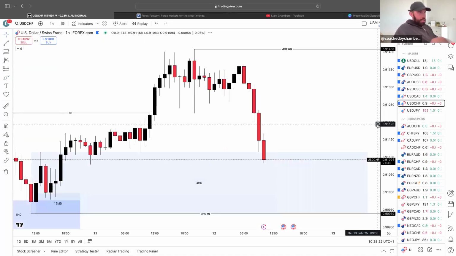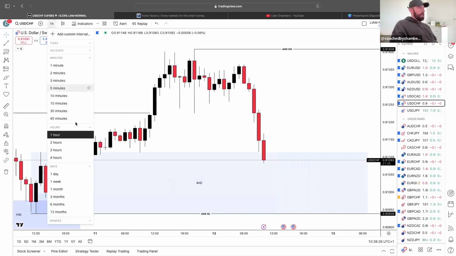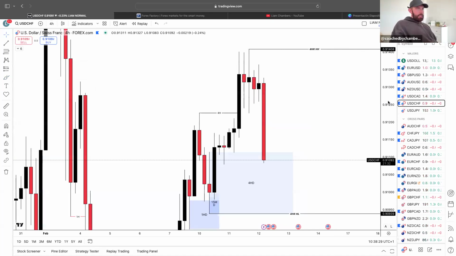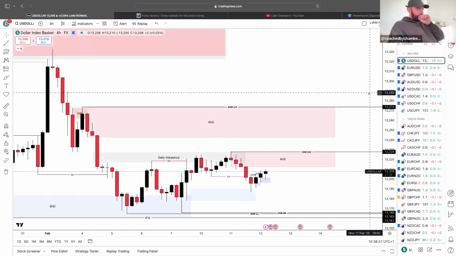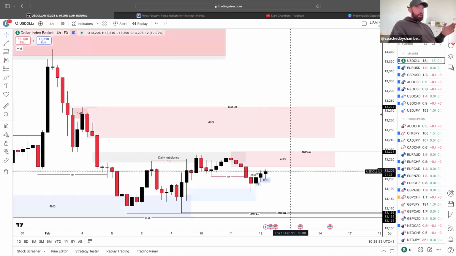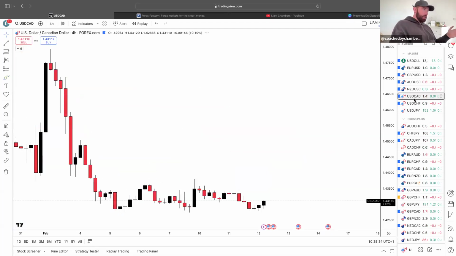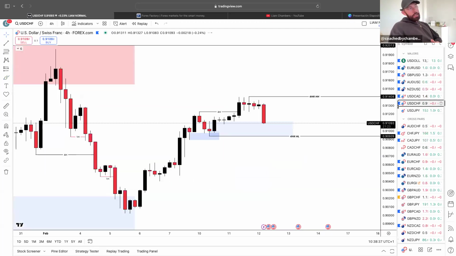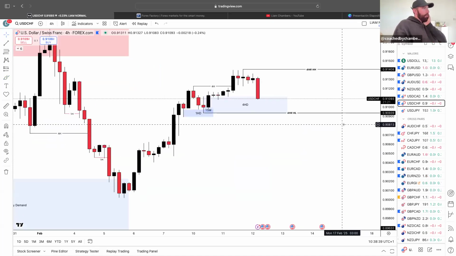USD CHF, what can we see? USD CHF is moving a lot differently to USD CAD. As you guys can see, if you look at the dollar, of course, the dollar's going up. We would usually expect USD CAD to go up, which it is, and USD CHF to go up. And now, of course, we're not quite having that right now.